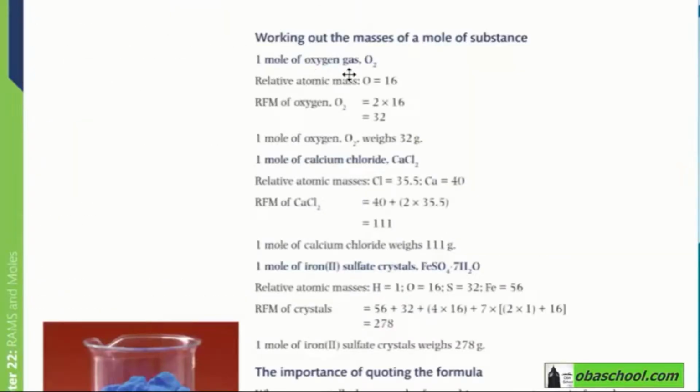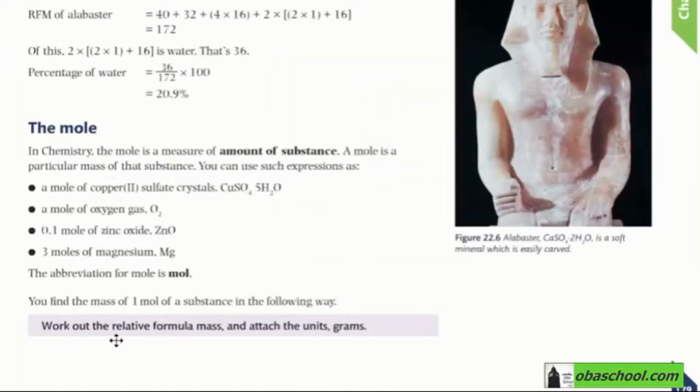Working out the masses of a mole of substance. The first example is 1 mole of oxygen gas, O2. First, we'll obtain the mass of oxygen. We said before, to find the mass, we should find the relative formula mass and put the units, grams.